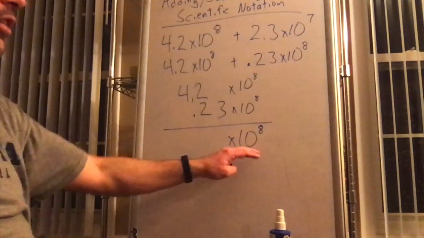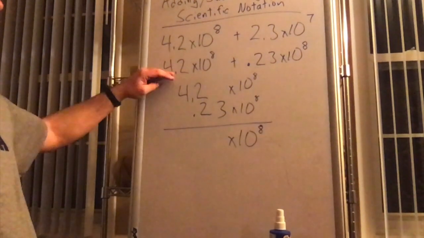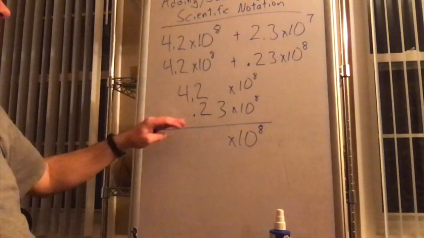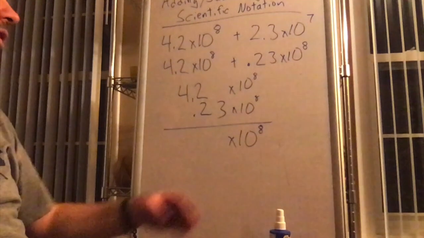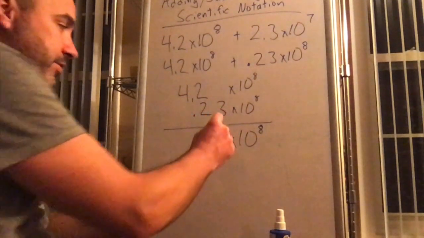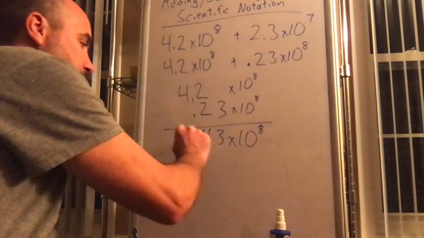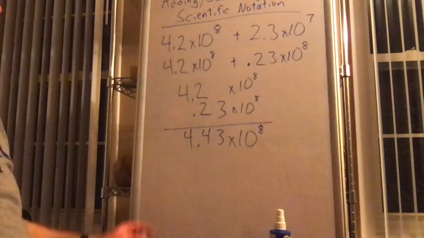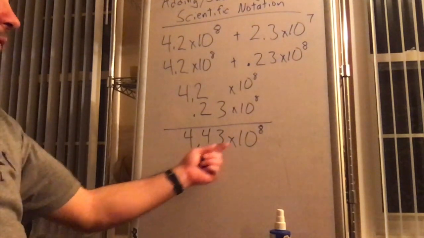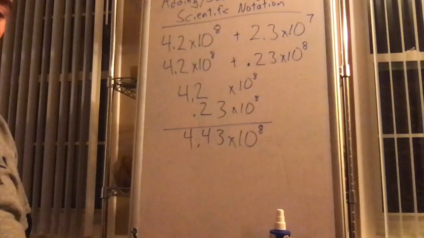I think that's 100 millions. So we have 4.2 hundred millions plus 0.23 hundred millions, so we're going to get 100 millions back. We just add these 3, 4, and 4. So these added together give us 4.43 times 10 to the 8th power.